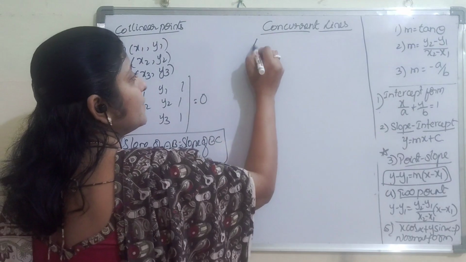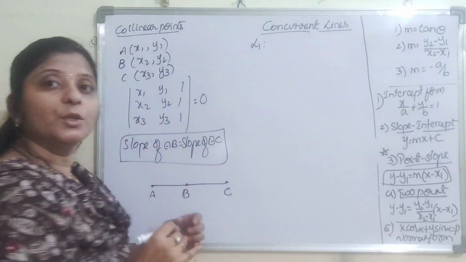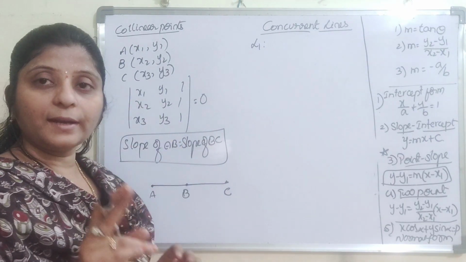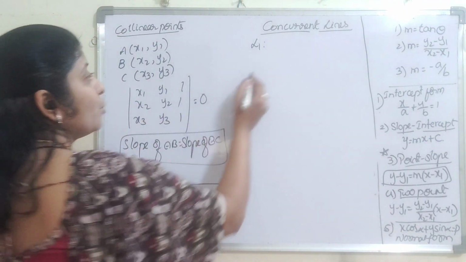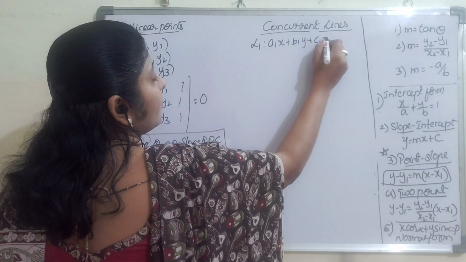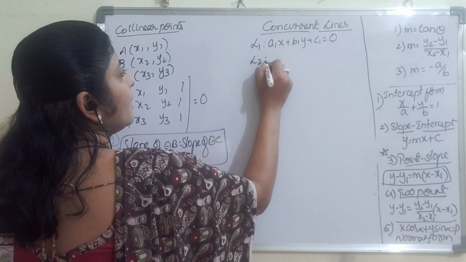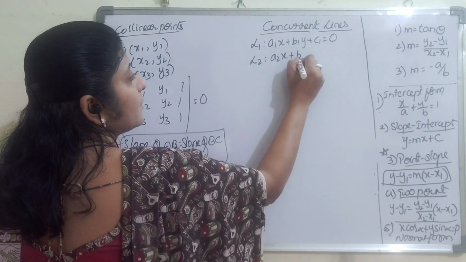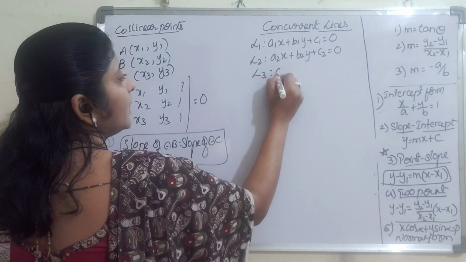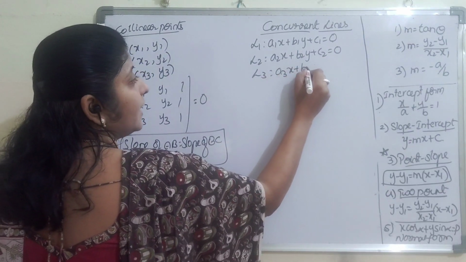So here, concurrent lines. Concurrent lines means two lines will intersect at one point, but when 3 or more lines pass through only one point, then those lines are called concurrent lines. Here we are taking 3 lines.